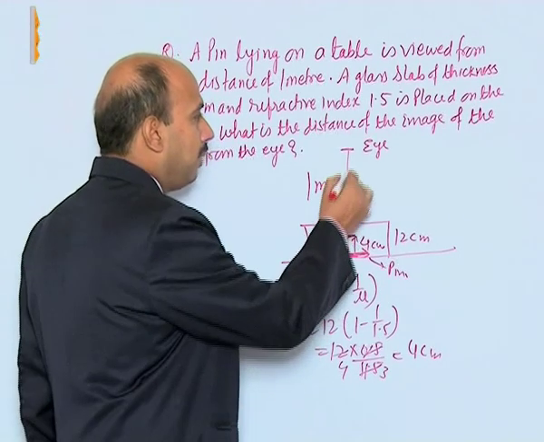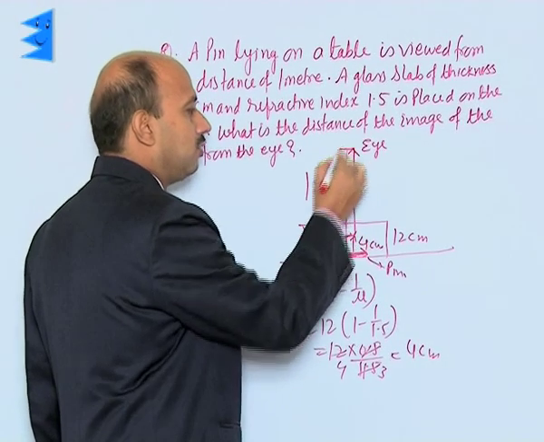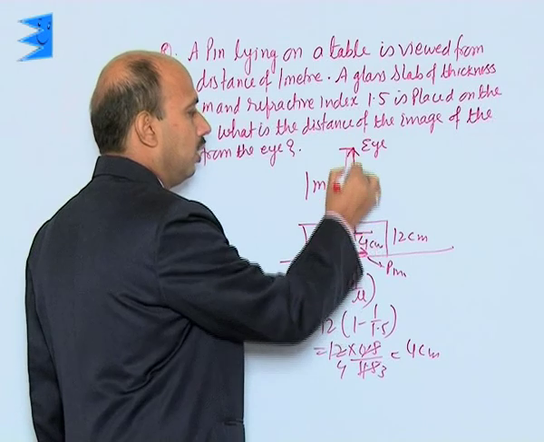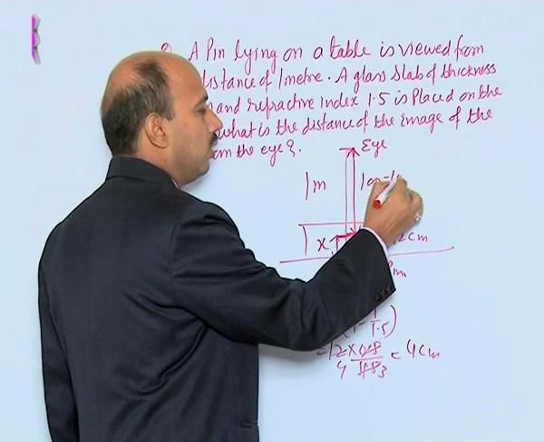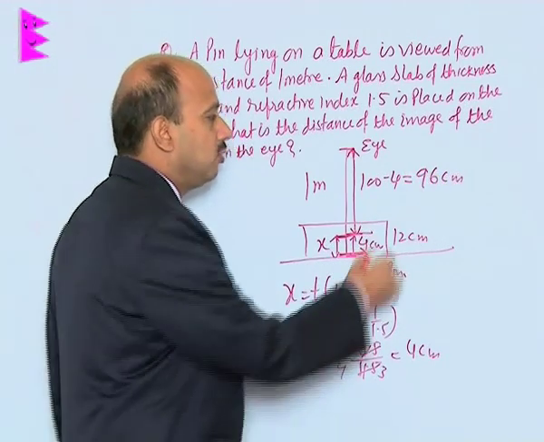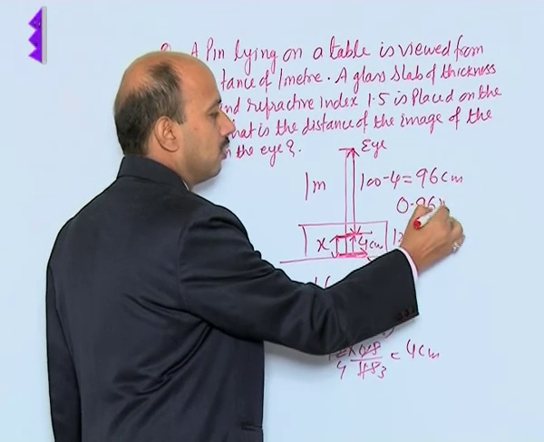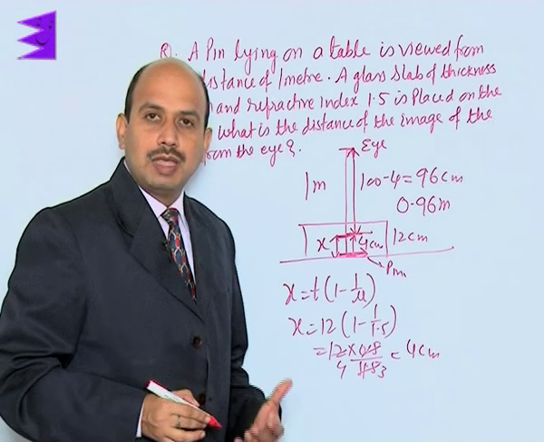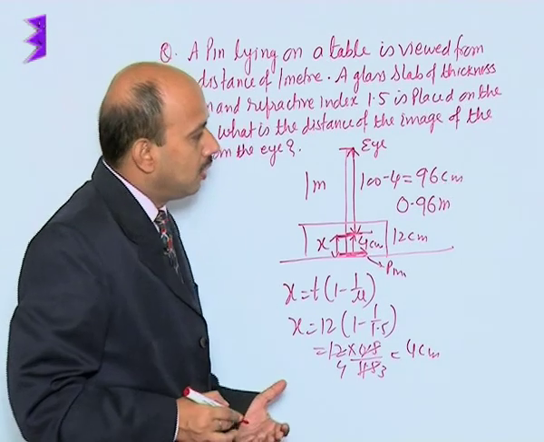So, now what is this remaining distance? This remaining distance is from here to here, this is 100 minus 4, that is 96 centimeter, that means 0.96 meter. So, now the position of the image from the eye is 0.96 meter.